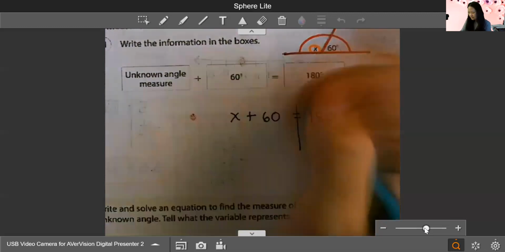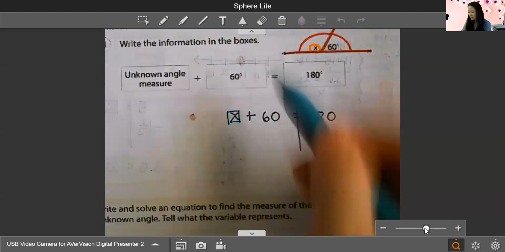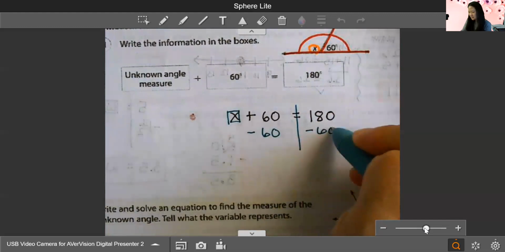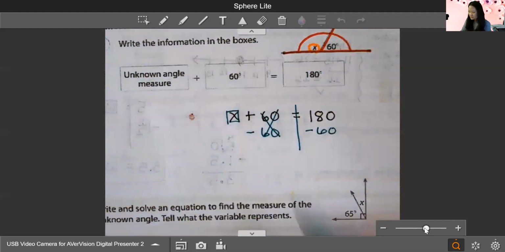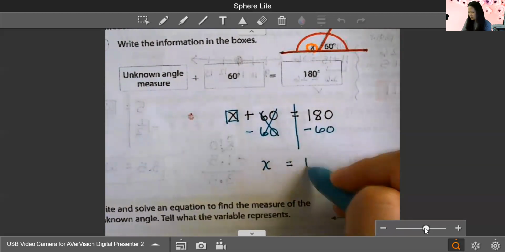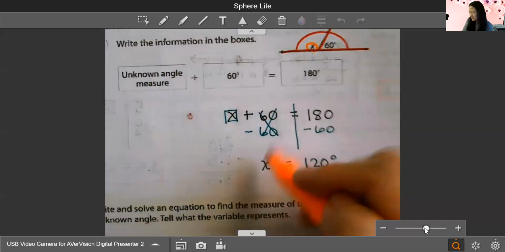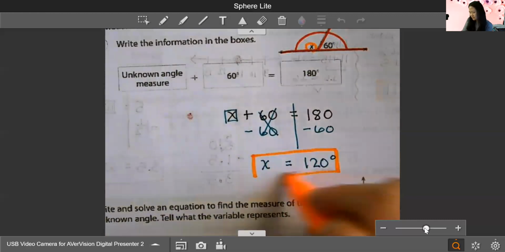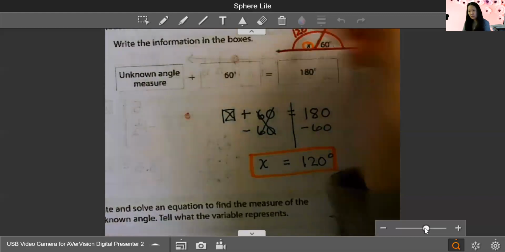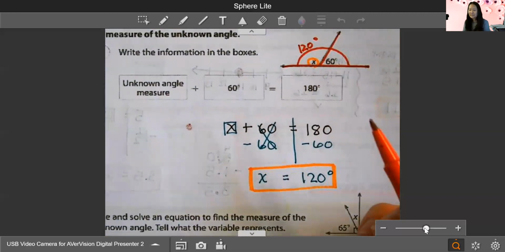Draw the line, box the variable. To get rid of this plus 60, I'm going to do the opposite operation. So I'm going to do minus 60 on both sides. X is out. So x equals 180 minus 60, which is 120. So the answer is 120 degrees. Well, if I put 120 degrees right here and add them together, it is 180 degrees. So I know my answer is correct.